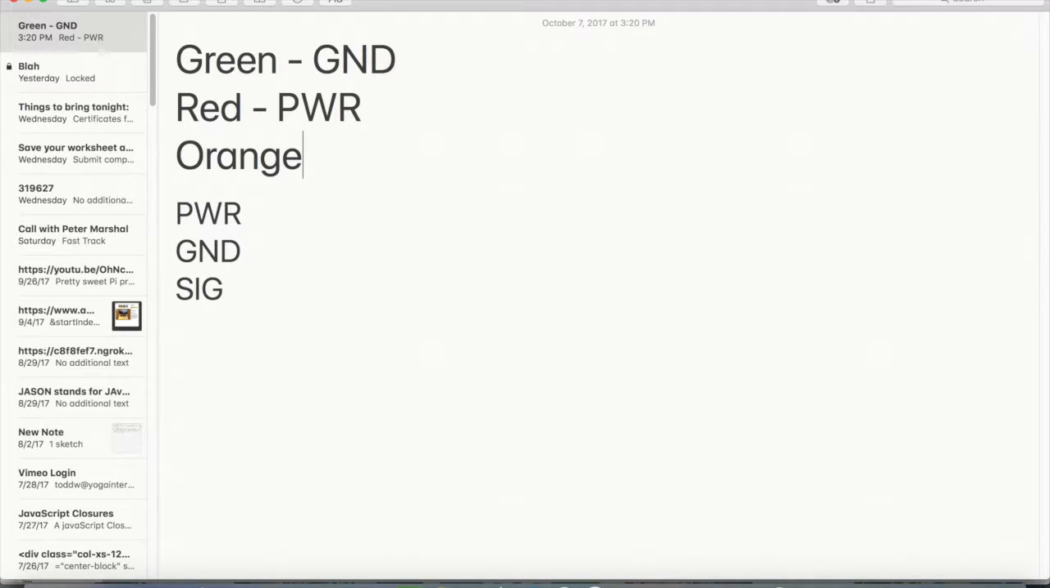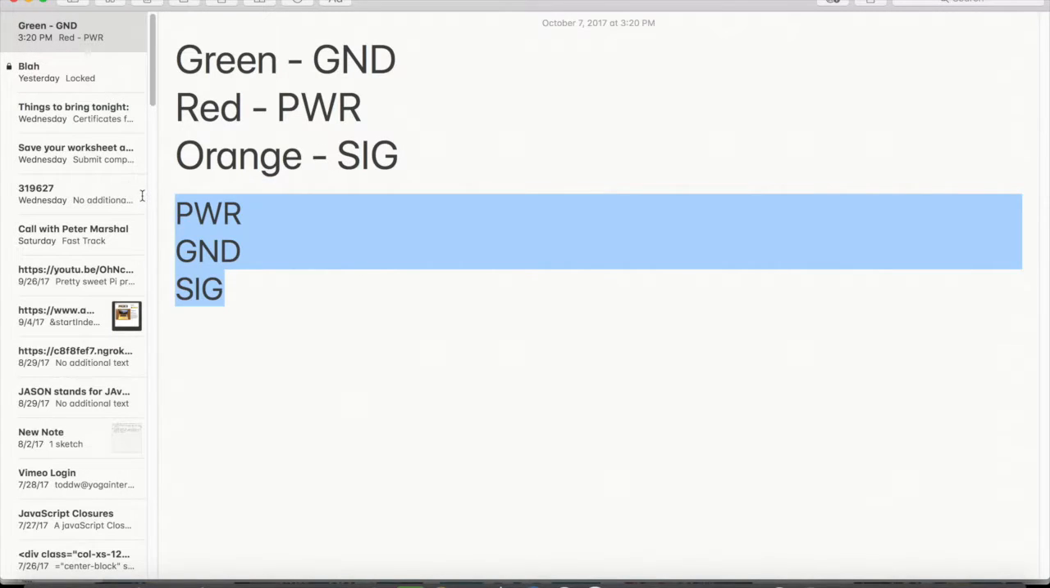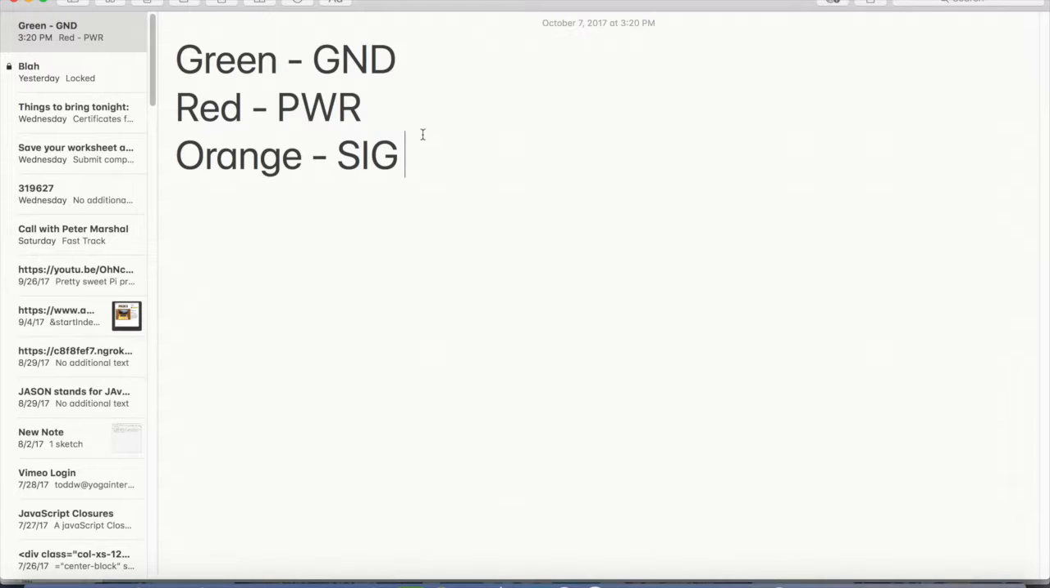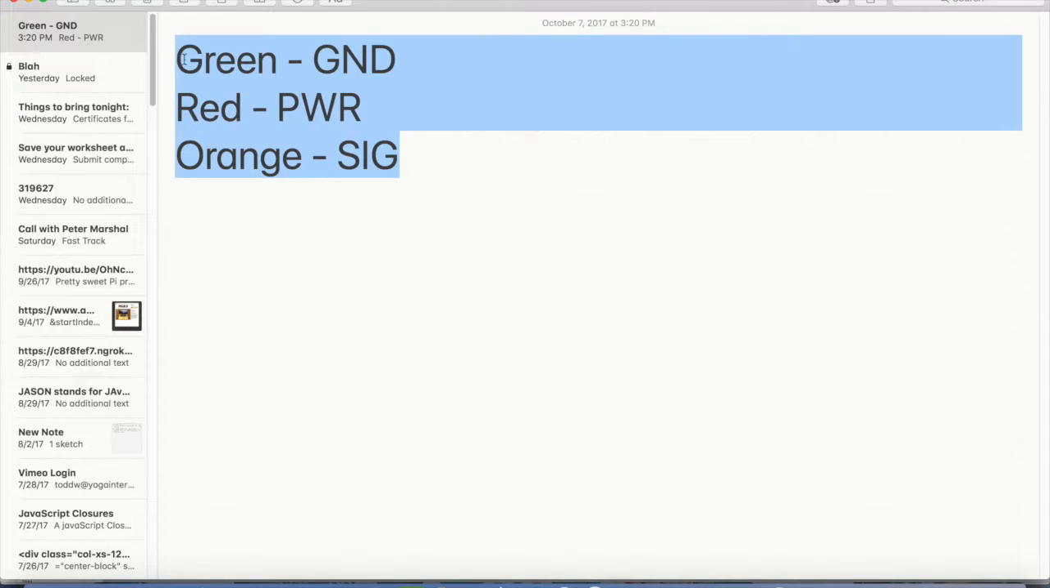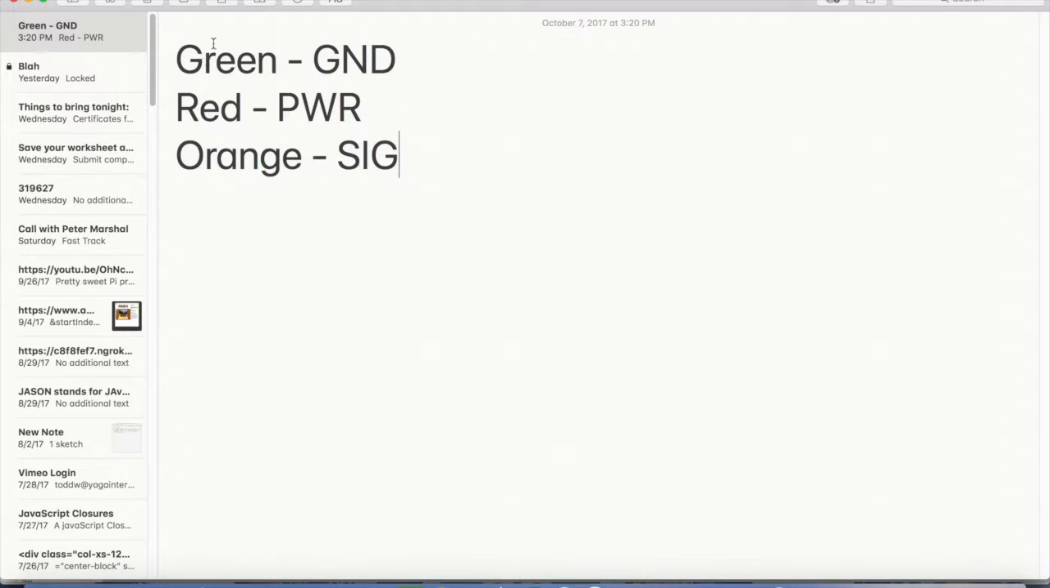Let's see. Here it is. Orange is SIG, or signal. Those were the three options, and we have successfully paired them. So if you're watching this and you don't have this written down, I would seriously recommend writing what you see here down, because you will need to memorize this.